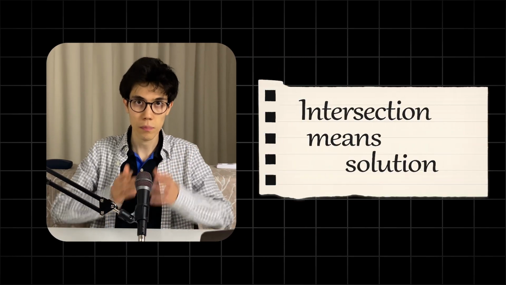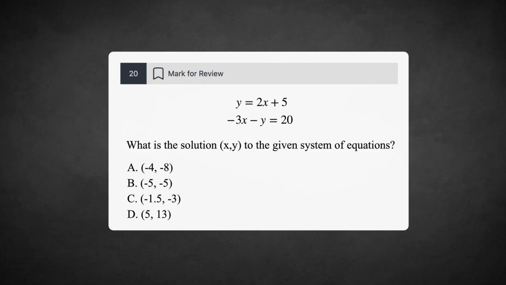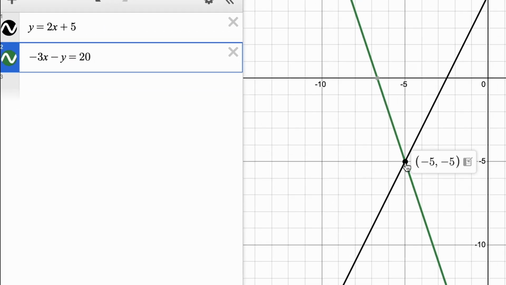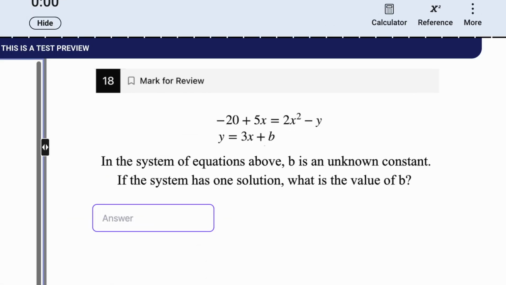For the basics, you just need to remember that intersection means solution. For example, here you have a system of equations and they want you to find the solution. You simply graph both equations and see where they intersect. That's literally your solution. Okay, that was easy, but here, alongside your system, they gave you a headache called an unknown constant.